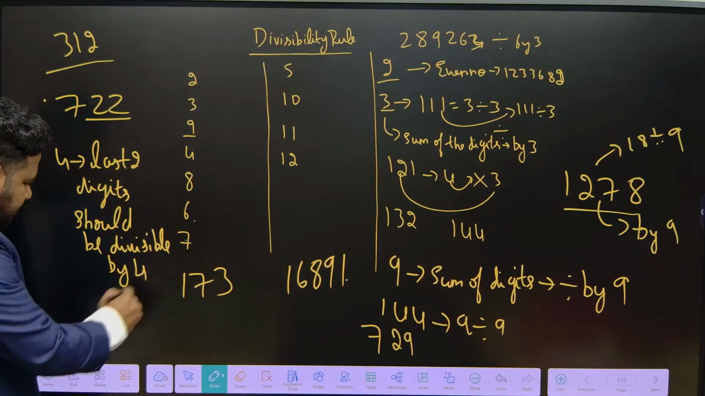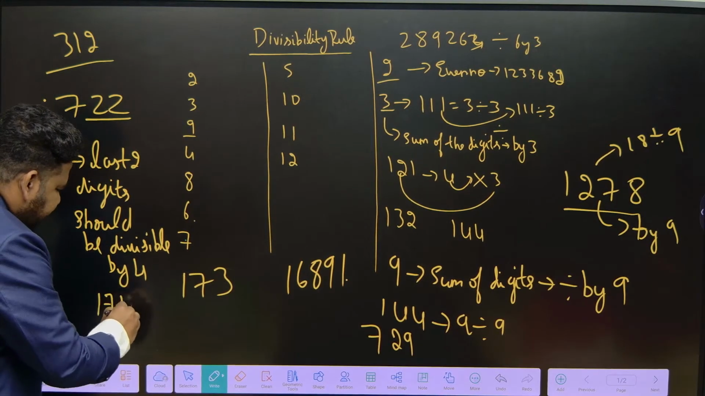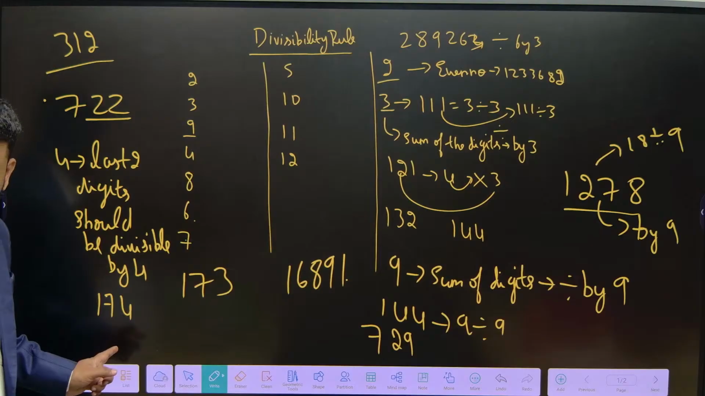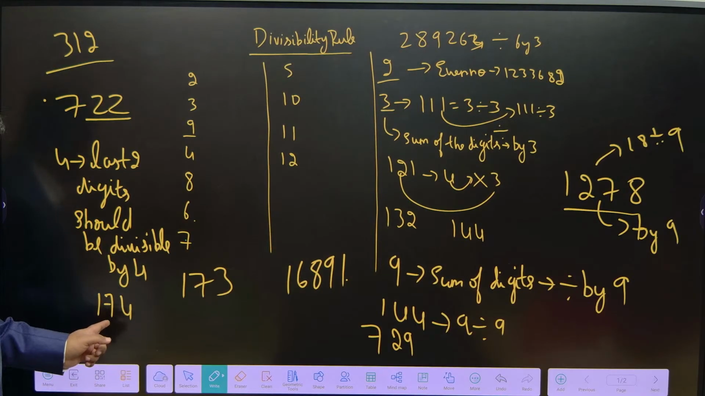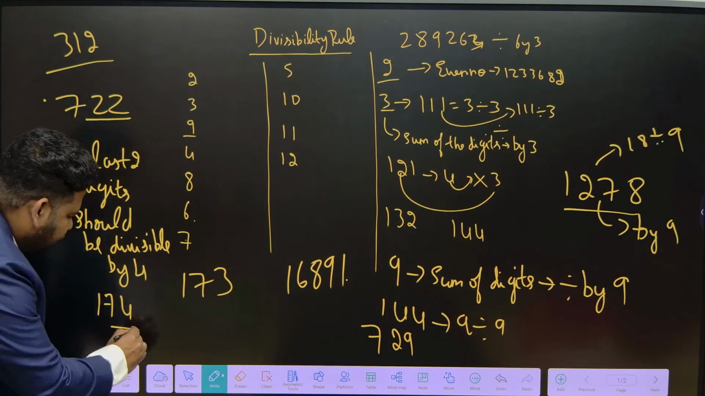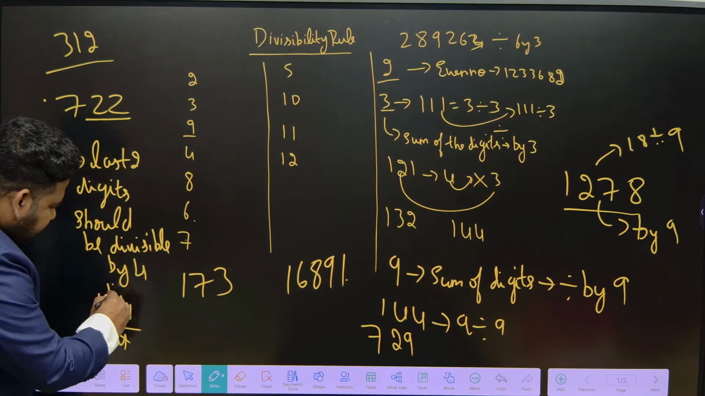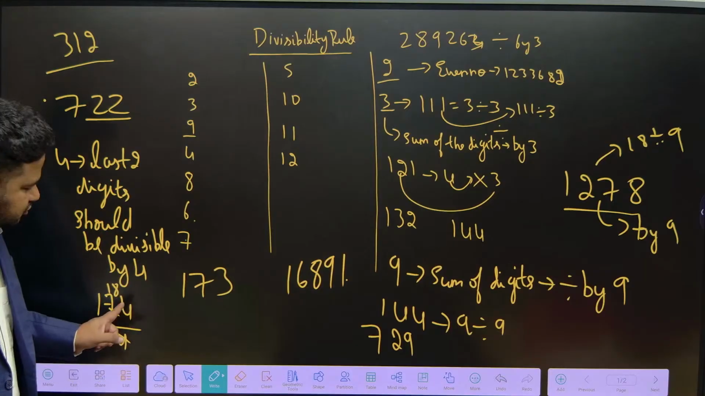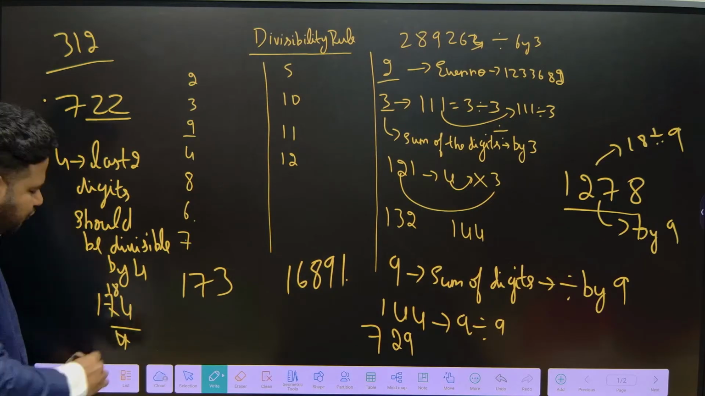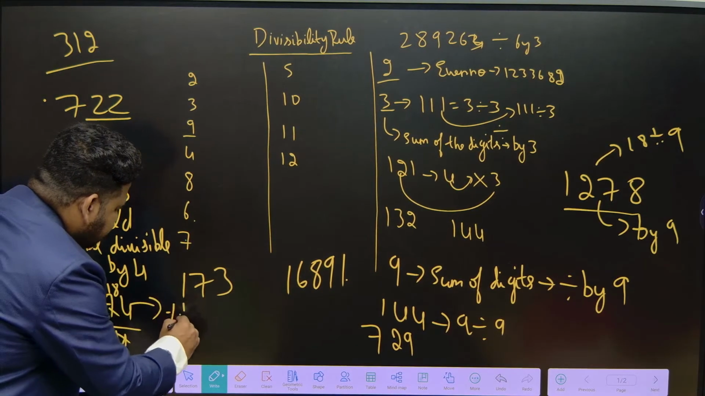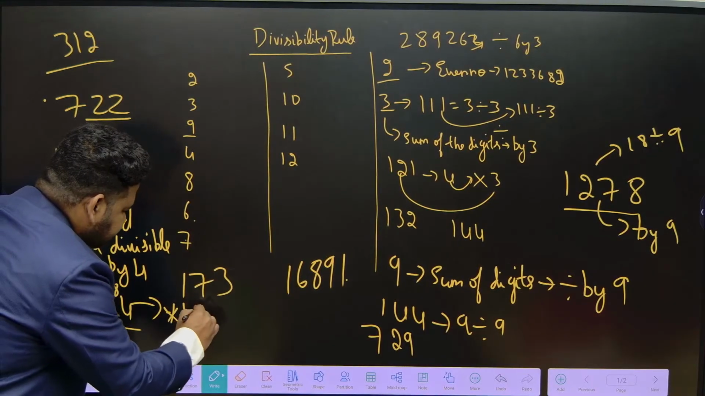If I say 174, this is an even number, so we have to check. But is it divisible by 4? No. Because 74, if I take it, 4 1s are 4, 34 is there, 4 8s are 32, a remainder of 2 is coming. So 74 is not divisible by 4. So 174 is not divisible by 4.